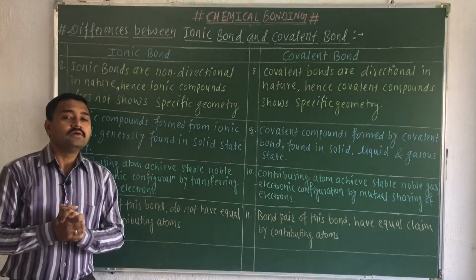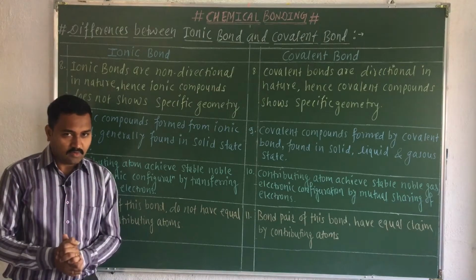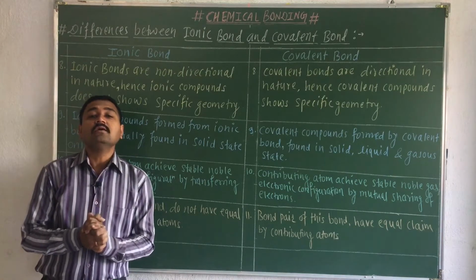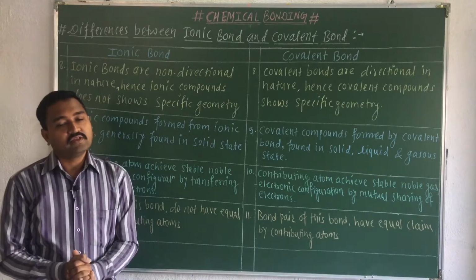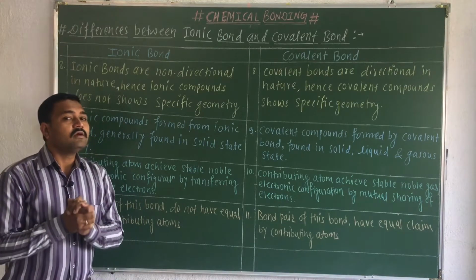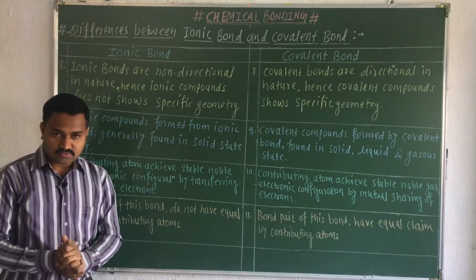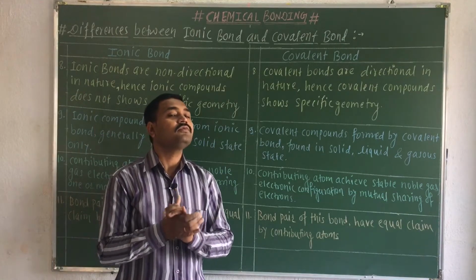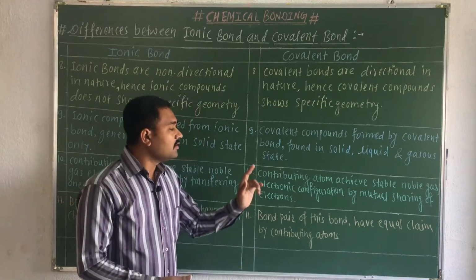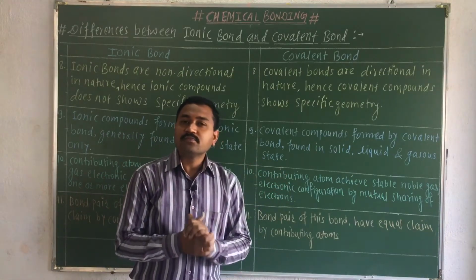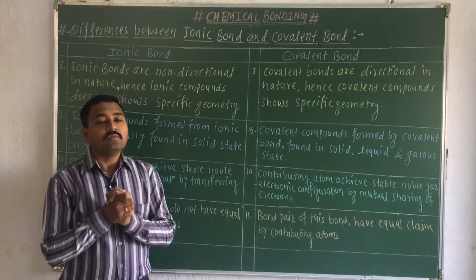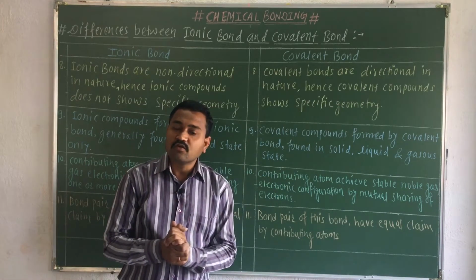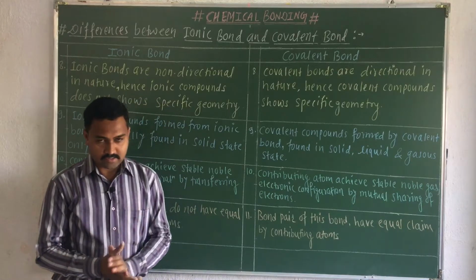Now next, during the formation of an ionic bond, the contributing atoms achieve the stable noble gas electronic configuration by transferring one or more electrons. Now what about the covalent compound? Here, during the formation of a covalent bond, the contributing atoms achieve the stable noble gas electronic configuration by mutual sharing of one or more electrons.